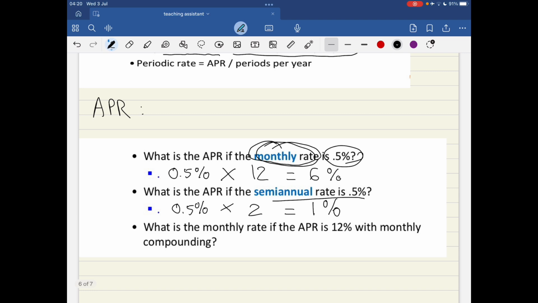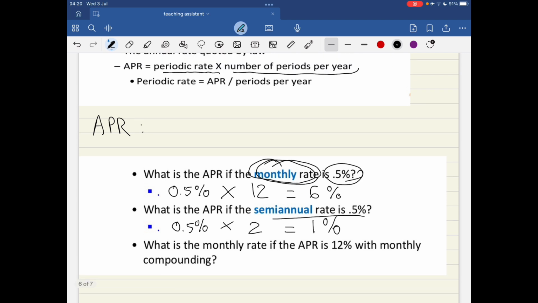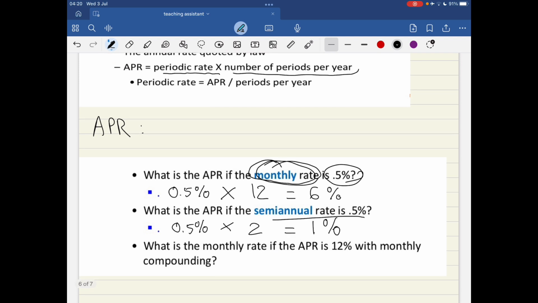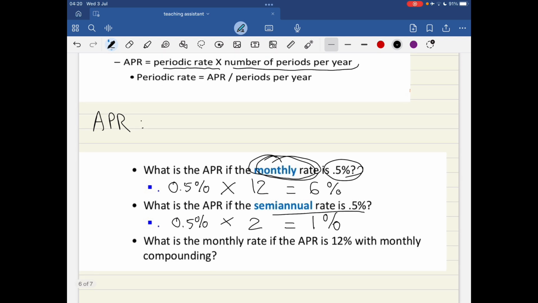Finally, what is the monthly rate if the APR is 12% with monthly compounding? So we just do the reverse thing of the previous two questions. We take APR, we divide by periods per year. And because it's monthly compounding, there will be 12 periods per year. So 12% divided by 12. This one equals 1%.